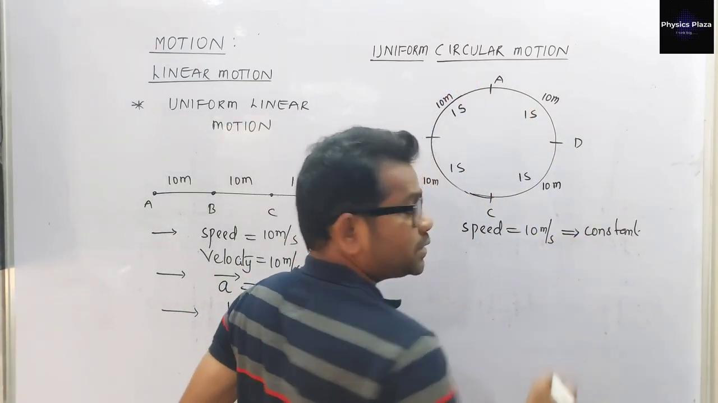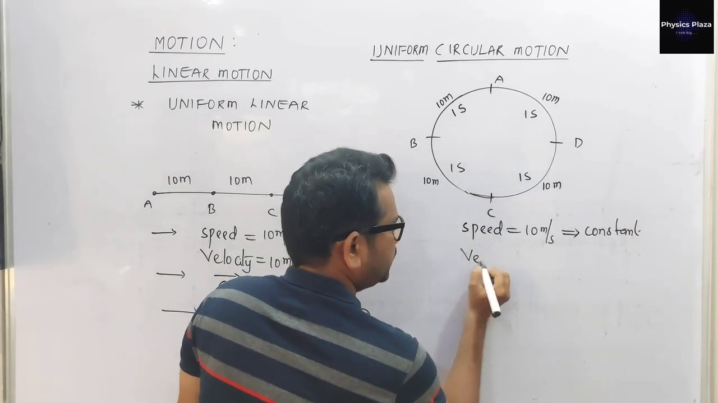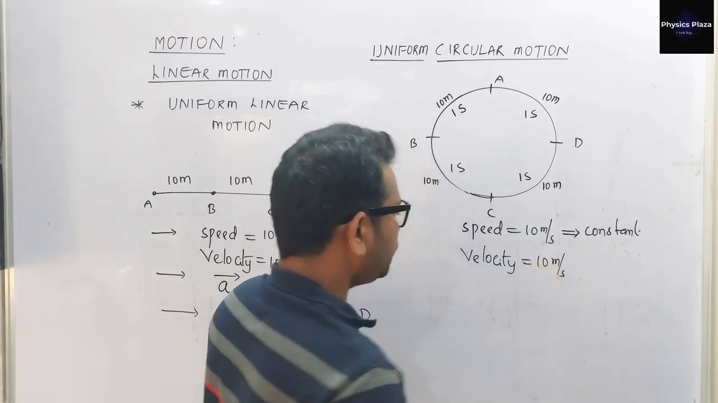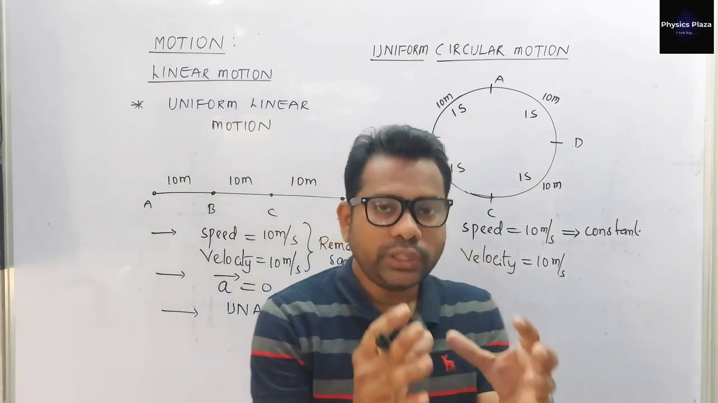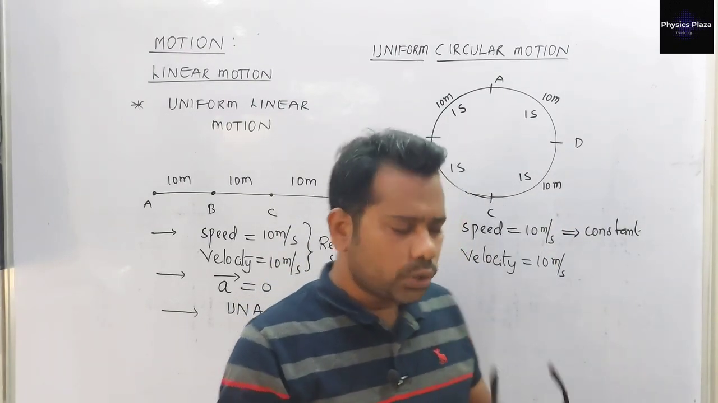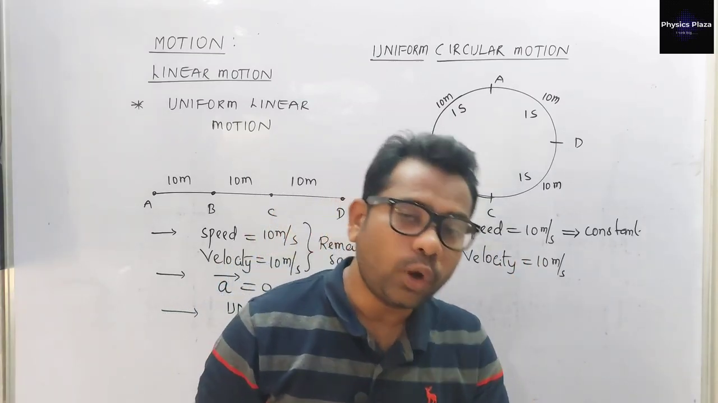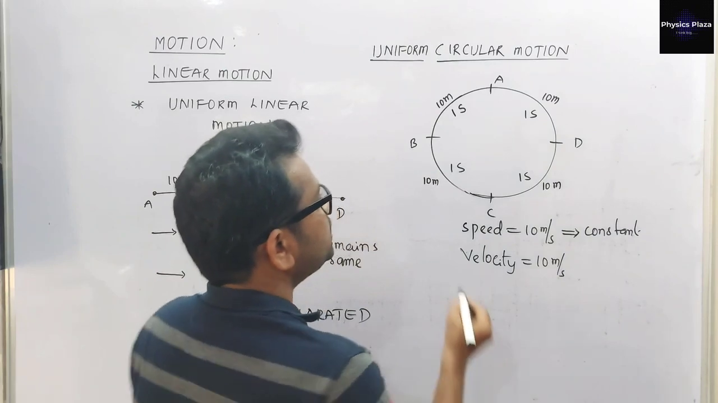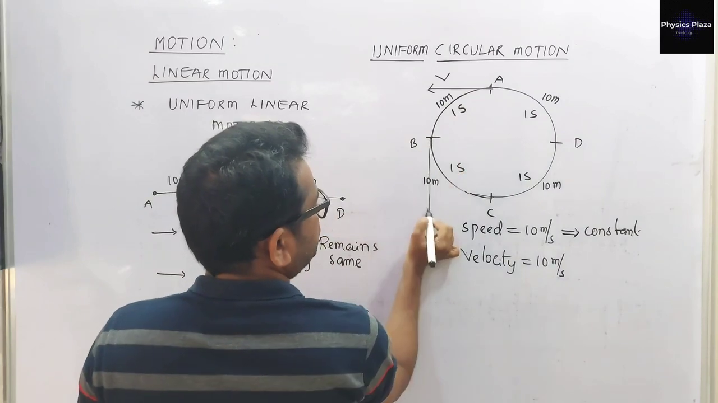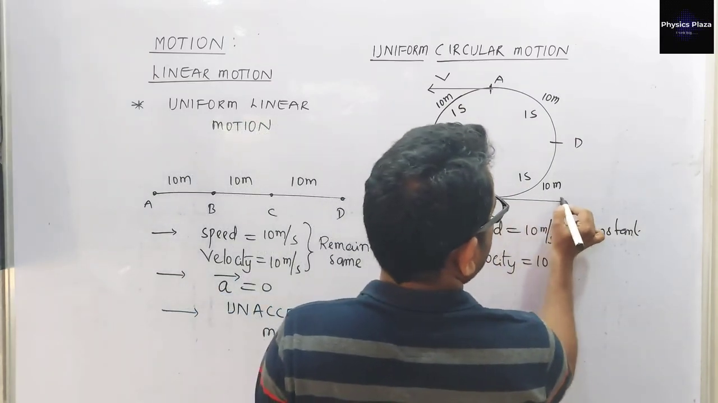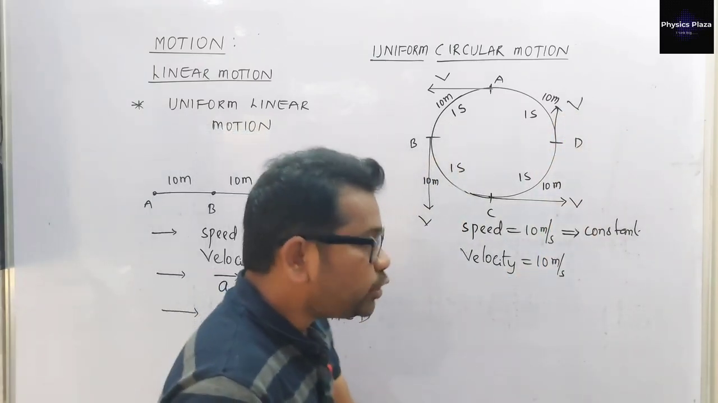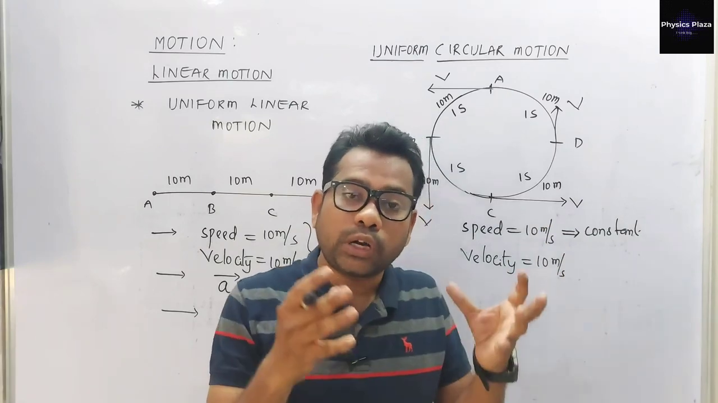Then you may get one doubt. Sir, what about velocity? Of course, the velocity is also 10 meter per second only. I am talking about magnitude. But children, don't you think that velocity is a vector quantity? So we need to discuss its direction also. The direction of velocity will always be along the tangent drawn. Which means at this point A, the direction of velocity will be in this way. Here the direction of velocity will be here, here, and here. Which means, children, the magnitude of velocity throughout the journey might be the same, but what about its direction?